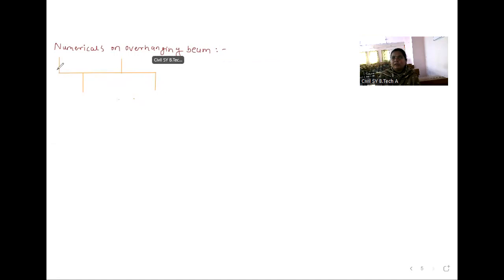So this is A point, and at A point a load is applied, intensity is 30 kilonewton. This is A point, span is 1 meter. This is B point, this is D point, here C point is there, and one point load is applied, intensity is 50 kilonewton. So the span between B to C is 3 meter and the span between C to D is 2 meter. So as per our steps, the first step is reaction calculation.